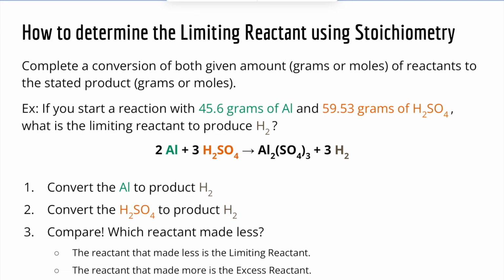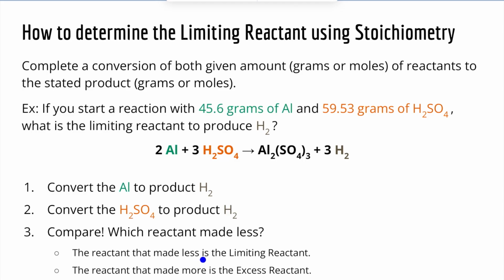So now if I want to determine the limiting reactant using stoichiometry, you're going to need to complete a conversion of both given amounts, whether we're given grams or moles, of each of our reactants to the stated product. So this one asked how much hydrogen was produced, so we did aluminum to hydrogen and sulfuric acid, H2SO4, to hydrogen. I could have easily asked us to figure out how much aluminum sulfate, but it will be stated which one it is asking you to produce. So we do each of those stoichiometry calculations to the same product, and then we compare.